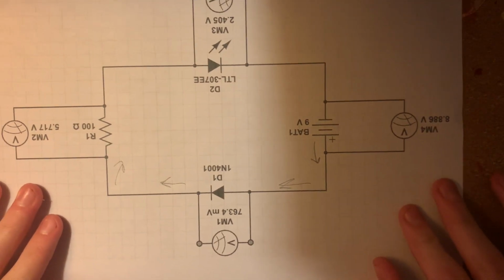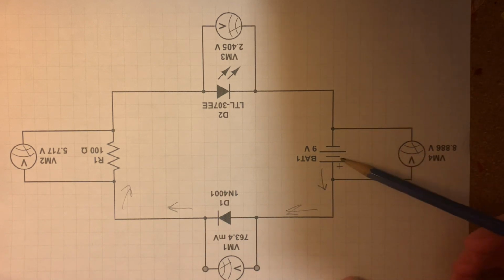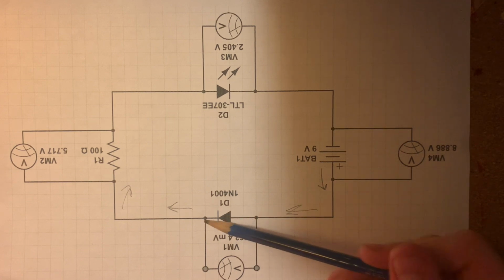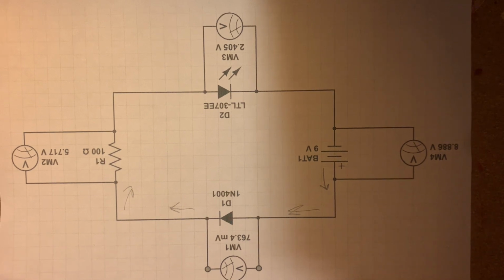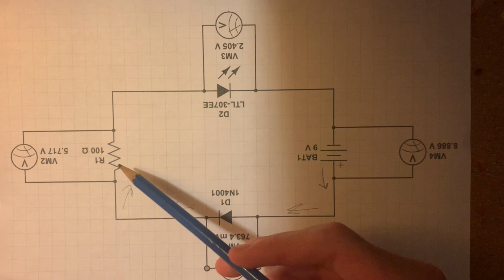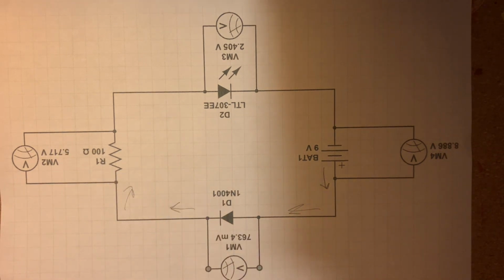Here we have the schematic for this project. As we see, the current comes up through the circuit here, from the positive terminal, over to this diode. The diode stops anything from coming in. The diode uses up about 700 millivolts, or 0.7 volts. And it comes over to the resistor. The resistor uses up about 5.7 volts, soaking up the rest.